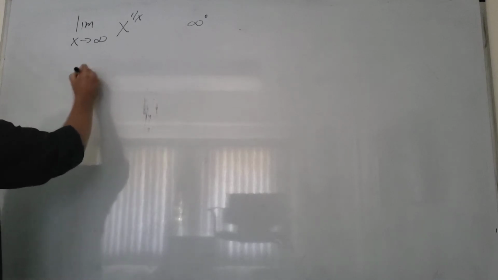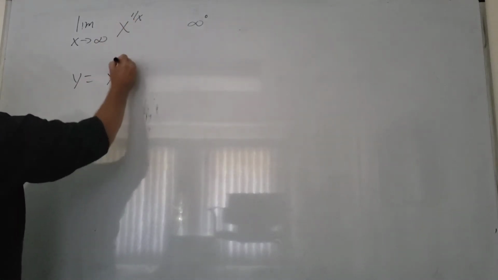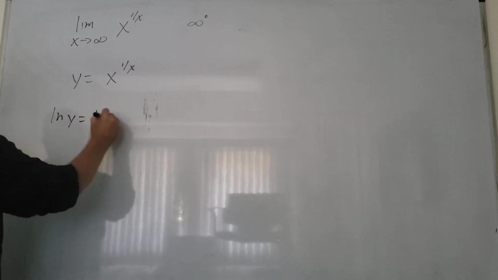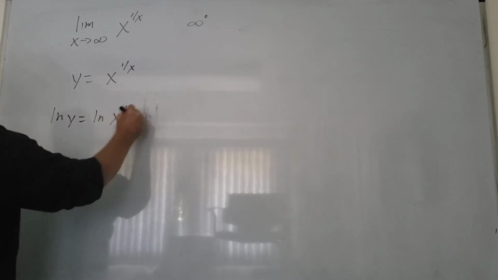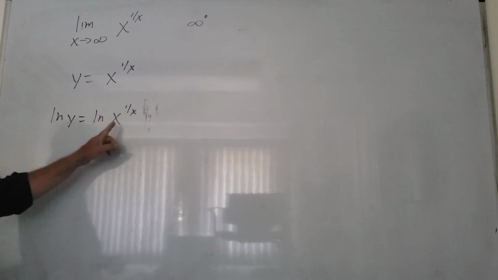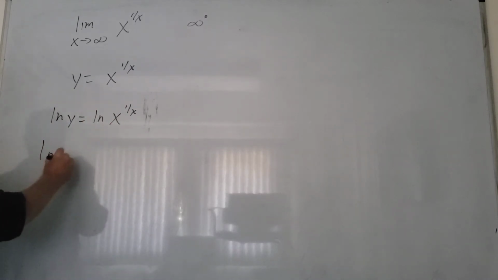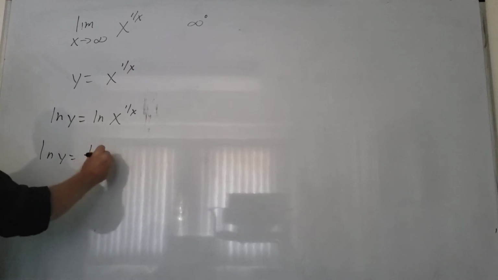Step 1, let y equal whatever your function is that you're taking the limit of. Step 2, take the natural log of both sides and use the properties of natural logs to simplify this right side. So this is the ln of y equals 1 over x times the natural log of x.